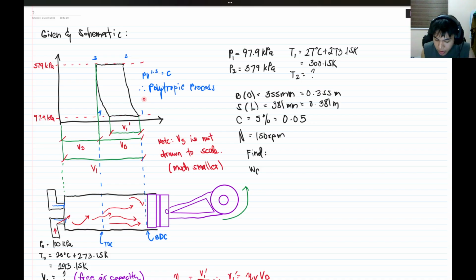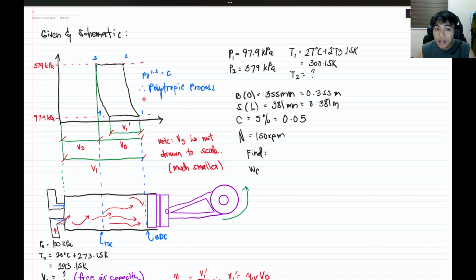A single acting compressor operates at 150 revolutions per minute with initial condition of air at 97.9 kilopascals and 27 degrees Celsius, and discharges the air at 379 kilopascals to a cylindrical tank. The bore and stroke are 355 millimeters and 381 millimeters respectively, with a percentage clearance of 5%. If the surrounding air is at 100 kilopascals and 20 degrees Celsius, while the compression and expansion process are PV raised to 1.3 equals C, determine the power of the compressor in kilowatts.